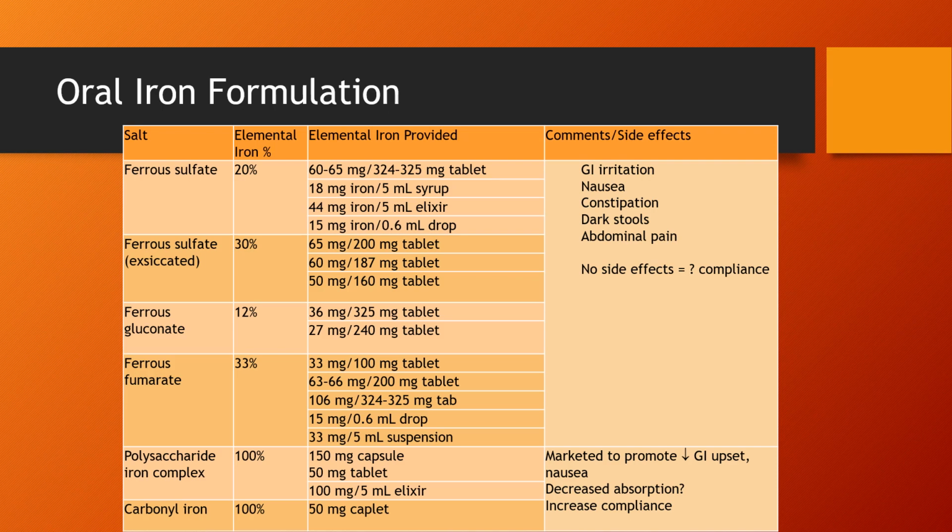Now some of the ones at the bottom of the table have been marketed to produce less GI upset, but I haven't really seen them used all that often, and they are more expensive. Also, in certain patients, like patients with kidney dysfunction, may not absorb oral iron as well, so you may need to use IV iron options.